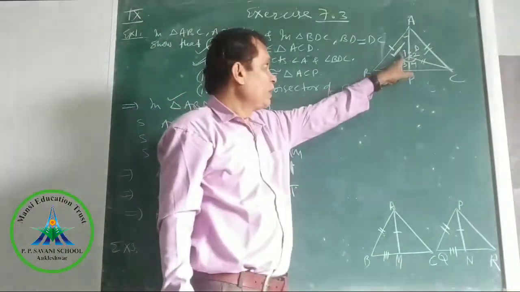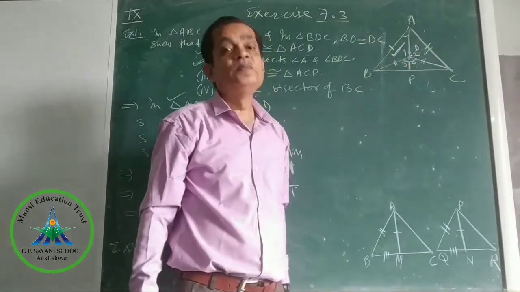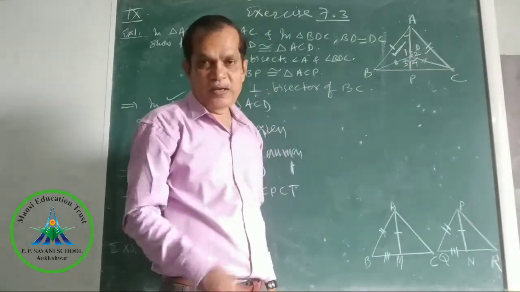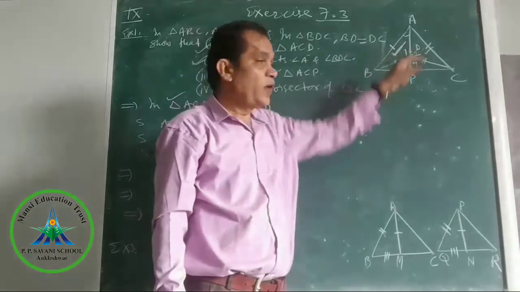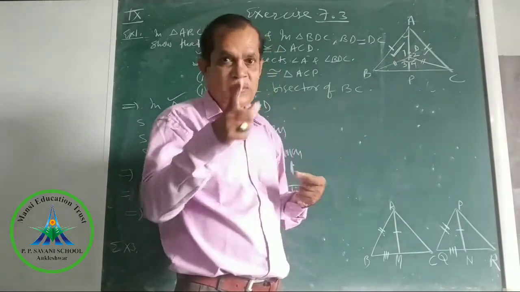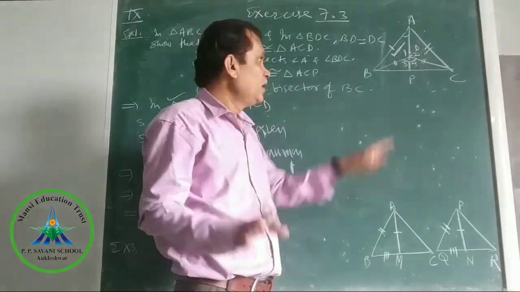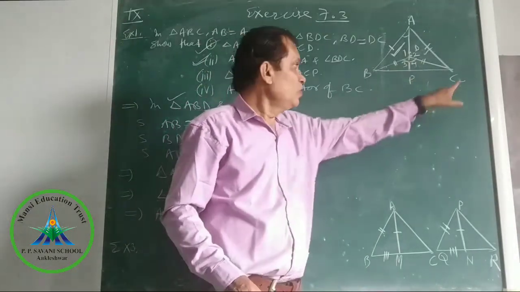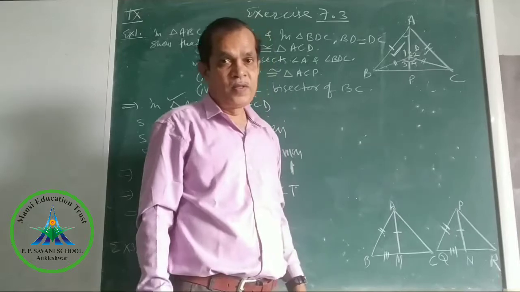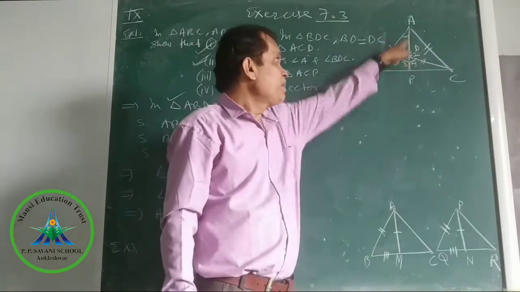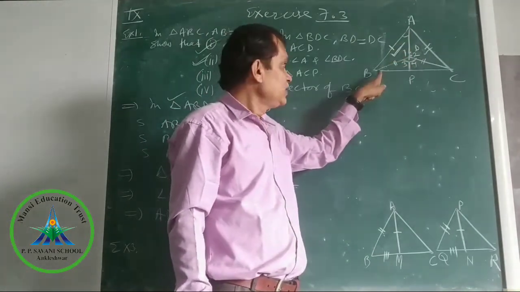And we know 1 plus 3 equal to 2 plus 4, angles in linear pair. So if 1 and 2 are equal, we will cancel. So definitely 3 will be equal to 4. Then again, angle BDP equal to angle CDP, and hence AP bisects angle BDC.